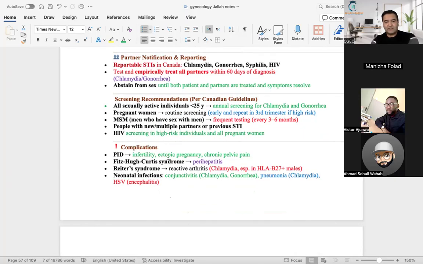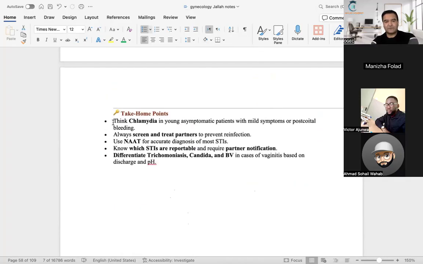Complications: PID, infertility, ectopic pregnancy, chronic pelvic pain. Fitz-Hugh-Curtis syndrome is another complication, or they may mention perihepatitis. Reiter syndrome is a complication of chlamydia, especially in HLA-B27 positive males. Neonatal infection, conjunctivitis, which the baby gets from mom, chlamydia, gonorrhea, and pneumonia due to chlamydia, and encephalitis from herpes simplex virus. Take home, think chlamydia in a young asymptomatic patient with a mild symptom or post-coital bleeding.